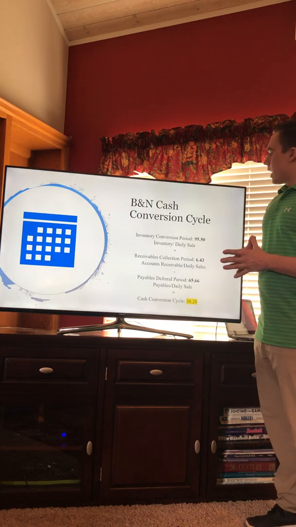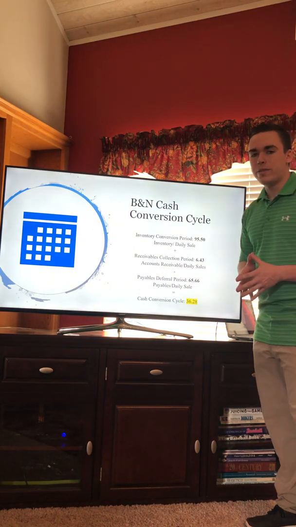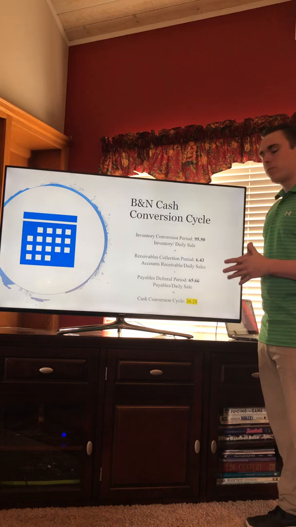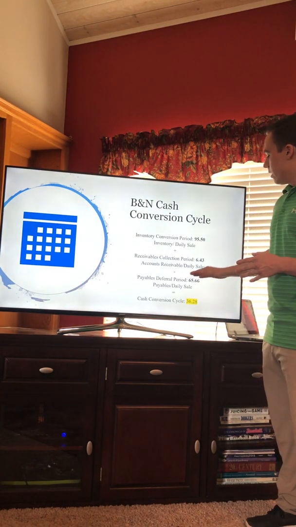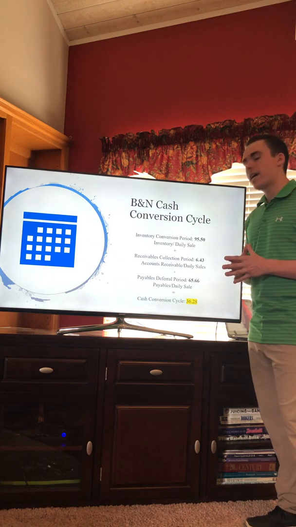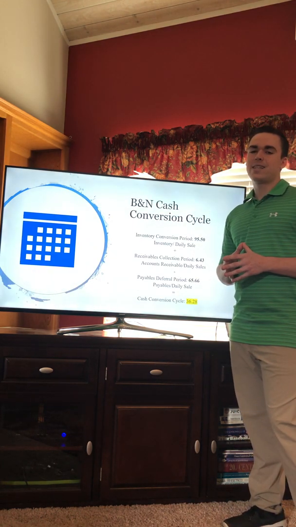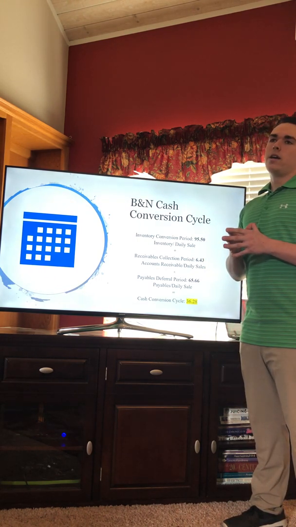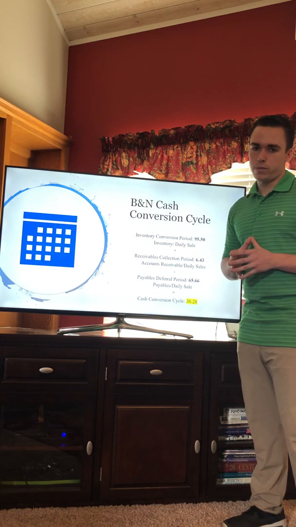To look at Barnes & Noble's cash conversion cycle, so first we found the inventory conversion period to be 95.50, which we then add to the receivables collection period of 6.43, which we then subtract from the payables deferral period of 65.66, and we get a cash conversion cycle of 36.28. This means it takes Barnes & Noble 36.28 days to convert their investments in inventory into cash flows from sales.